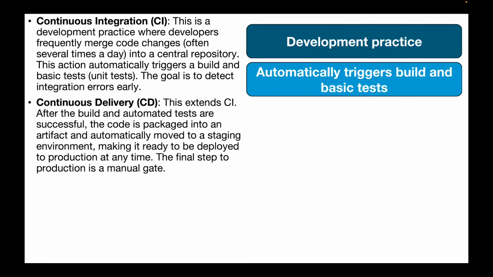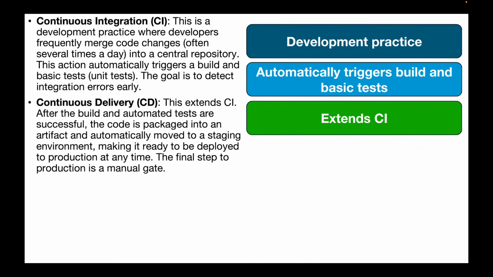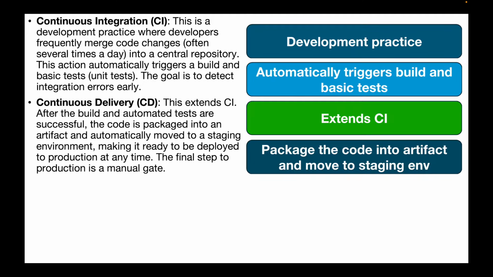The next stage you have is continuous delivery. Now this extends your continuous integration. After your build is done and your automated tests are successful, the code will be packaged into an artifact and automatically moved to a staging environment, making it ready to be deployed to your production at any time. The final stage here, deploying to production, is a manual step for us.